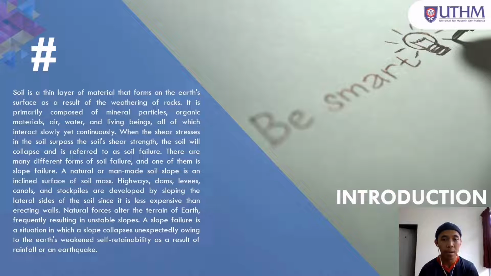A natural or man-made soil slope is an inclined surface of a soil mass. Highways, dams, rivers, canals, and slope paths are example structures that are developed by sloping the lateral sides of the soil since it is less expensive than erecting walls. Natural faults alter the frames of Earth, frequently resulting in unstable slopes. A slope failure is a situation in which a slope collapses unexpectedly owing to the Earth's weakened self-retardability as a result of rainfall or an earthquake.